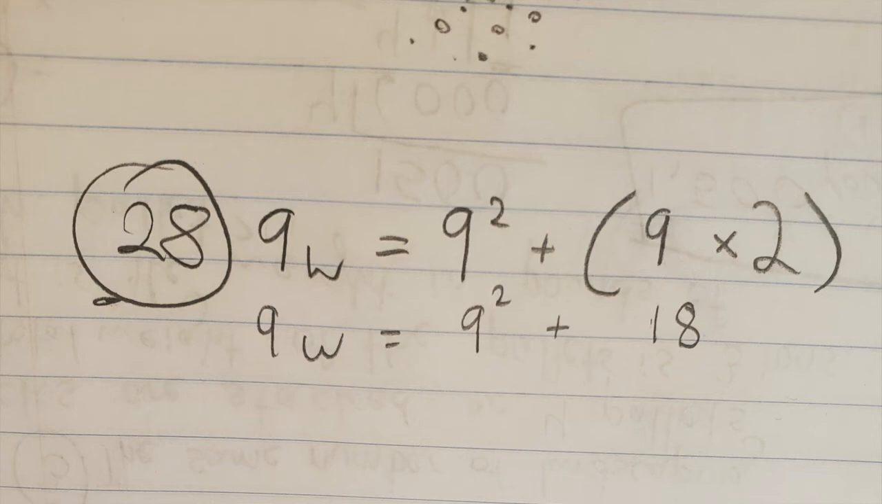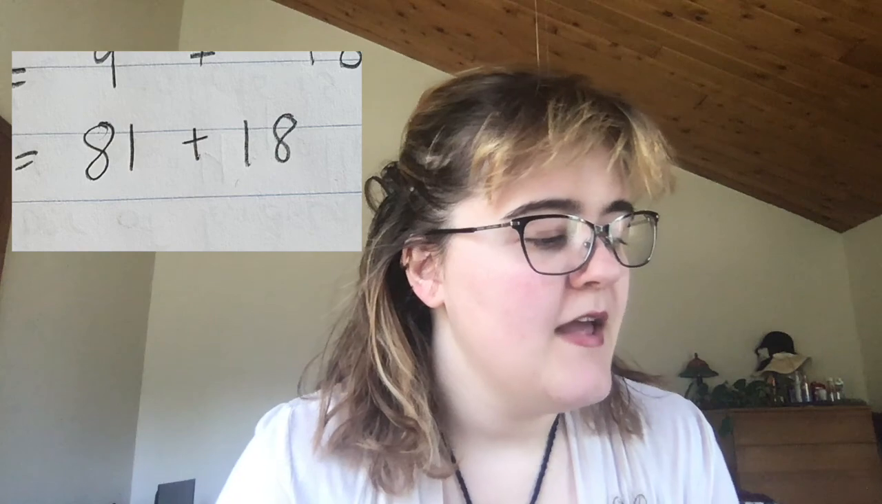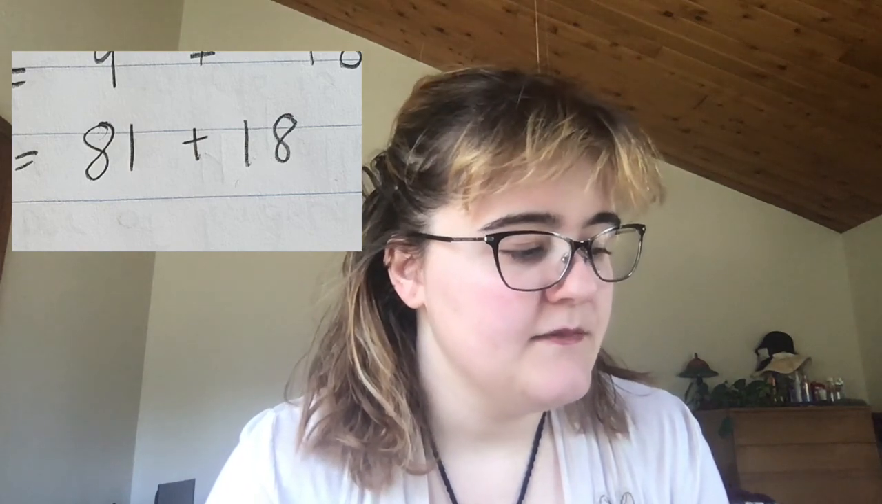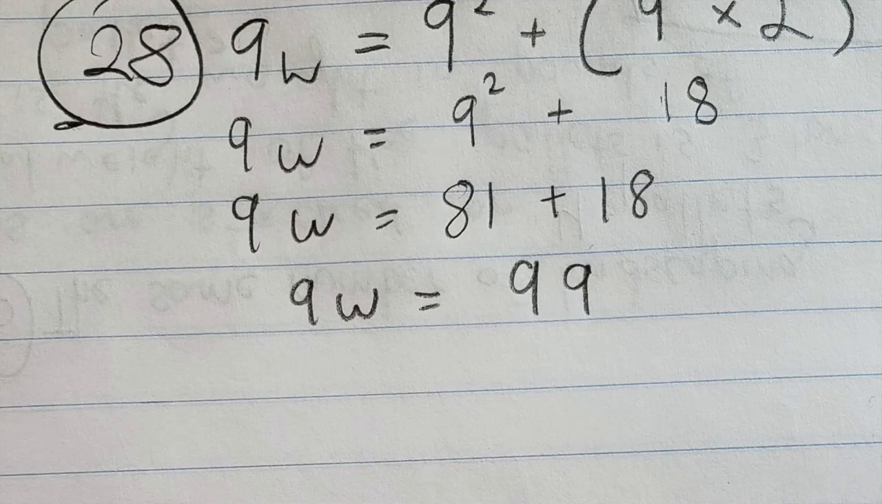Next thing we're going to do is we're going to work on the 9 squared. We're going to work on our exponent number. So 9 squared, that means 9 times 9 is 81. We're going to bring everything down again, and we're going to put 81 in the 9 squared place because that's our answer. Now, on the right-hand side of our problem, we just have 81 plus 18. We can add those together simply now, and the answer is 99. So now we have 9w is equal to 99.